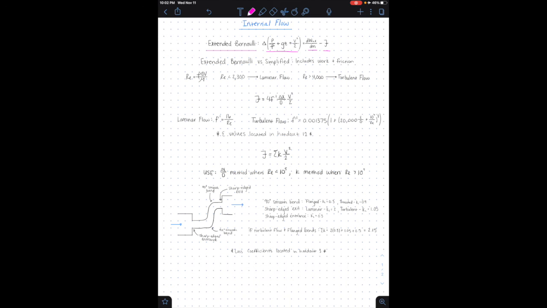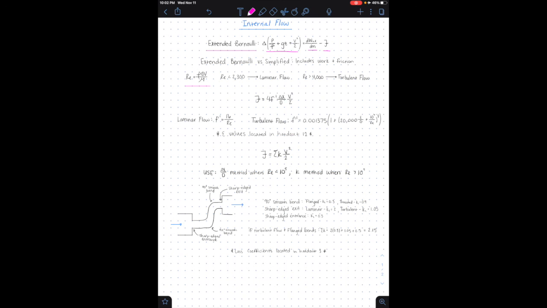And in order to calculate the friction term, the Reynolds number must first be calculated. And the Reynolds number is the density of the fluid multiplied by the diameter of whatever the fluid's flowing through, times the velocity of the fluid, and then divided by the viscosity of the fluid. And using the Reynolds number, flow can either be categorized as laminar or turbulent.